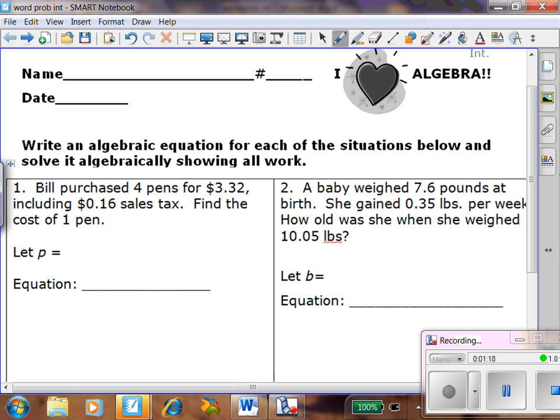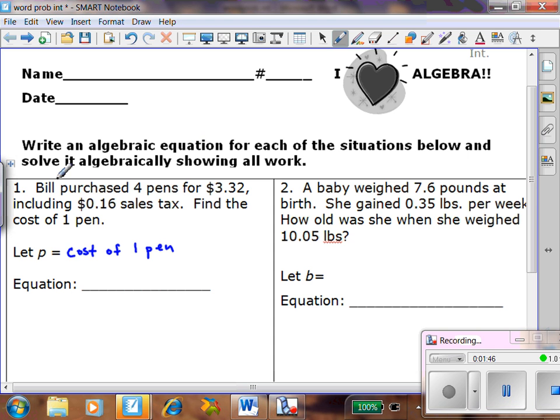So the obvious thing for P to stand for, in this case, would be the cost of 1 pen. So let's fill that in. P is going to stand for the cost of 1 pen. All right, so now we have to start using a little bit of logic and some common sense here to figure out how do we put all these numbers together.